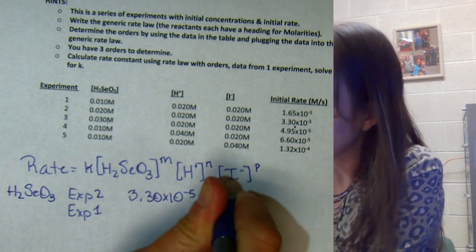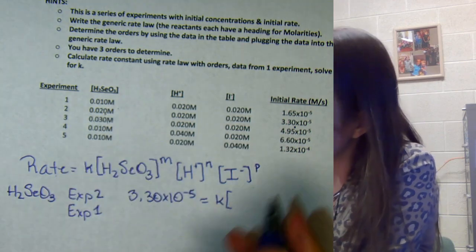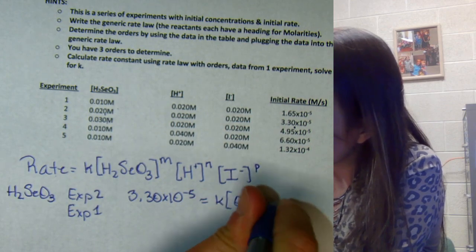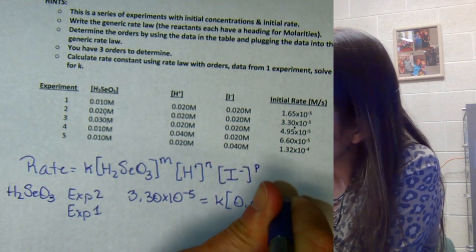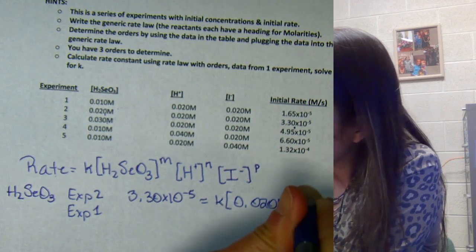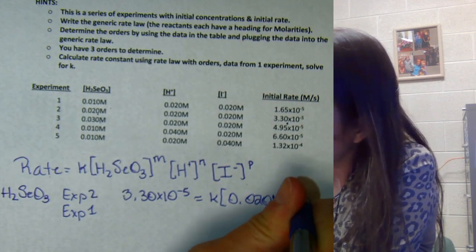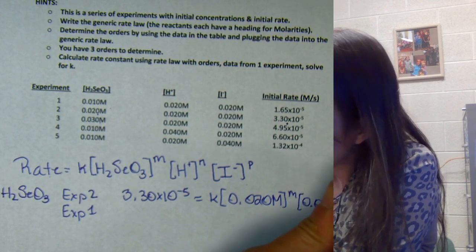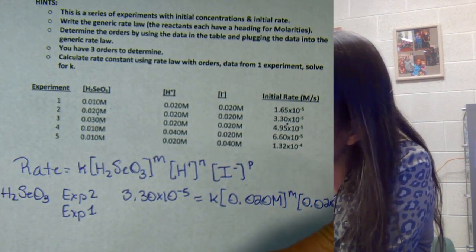You don't know what K is. We know that the H2SeO3 is 0.020 molar to the M. The hydrogen ion, 0.020 molar to the N, and iodide 0.02 molar to the P.